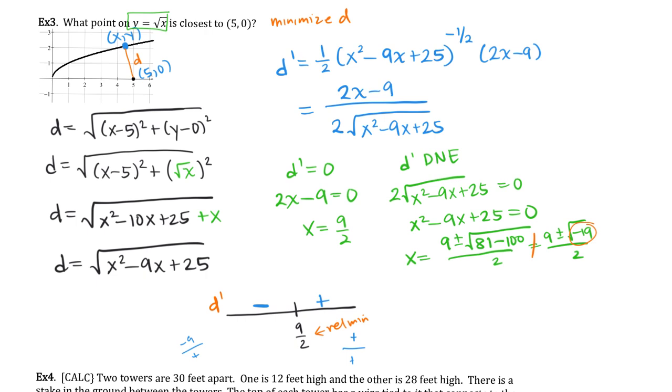So now what is the question asking me to find? What point on y equals square root x is closest to (5, 0)? Okay, so this is the x value. The y value, I need to plug x into y equals square root x. So I'm going to get y equals square root of 9/2, which is 3 over root 2. And am I going to rationalize that? No. You're welcome to do so, but it's not going to make it a better answer.